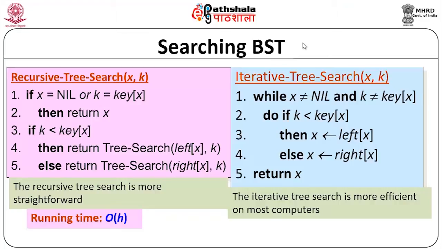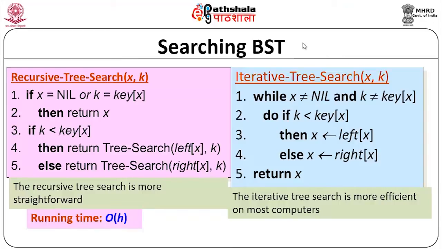In the iterative version, while x is not null and the key is not equal to the key at x, if the key is less than the key at x, then you make x equal to the left of x, else you make x equal to the right of x. You keep doing this while there is an x. The iterative tree search is more efficient on most computers, because you do not keep making recursive calls; it is a fairly straightforward algorithm. You keep going to the left, and that is the while loop. Until there is a null or you find the key you are searching for, you keep going to the left and going to the right.